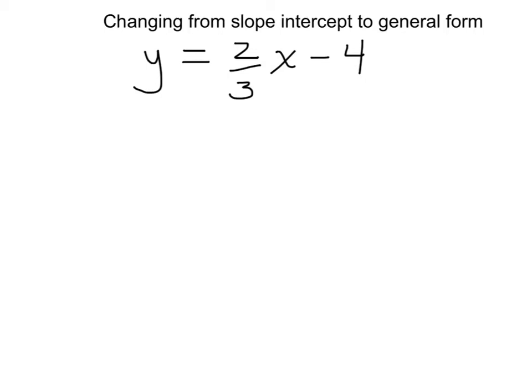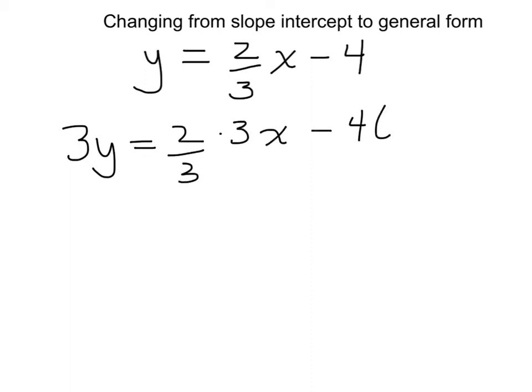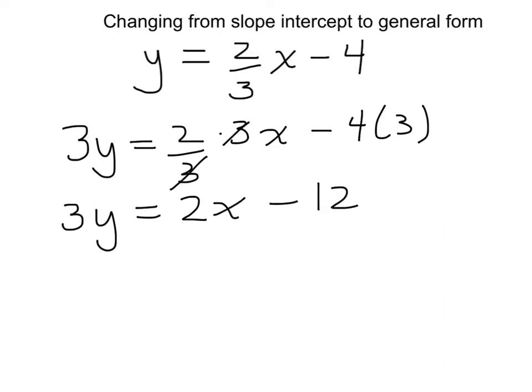Can't have fractions. So let's use one classic trick to get rid of the fraction: multiply everything by 3. So multiplying everything by 3, what we do to one, we do to the other. Minus 4 times 3 is minus 12, and 3 divided by 3 is 1. So we're left with 3y equals 2x minus 12. So far, so good. We've now eliminated the fraction.